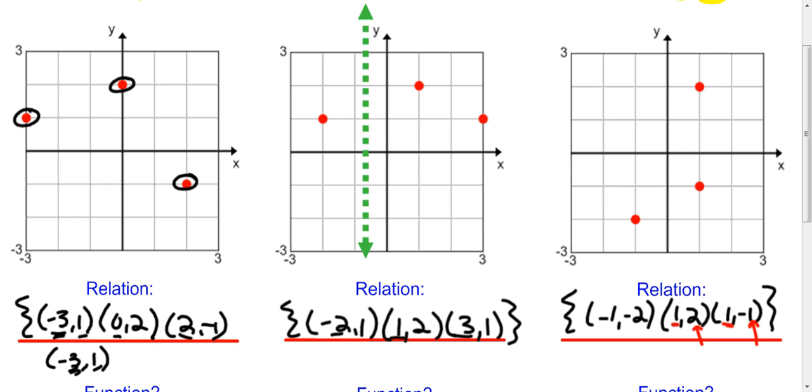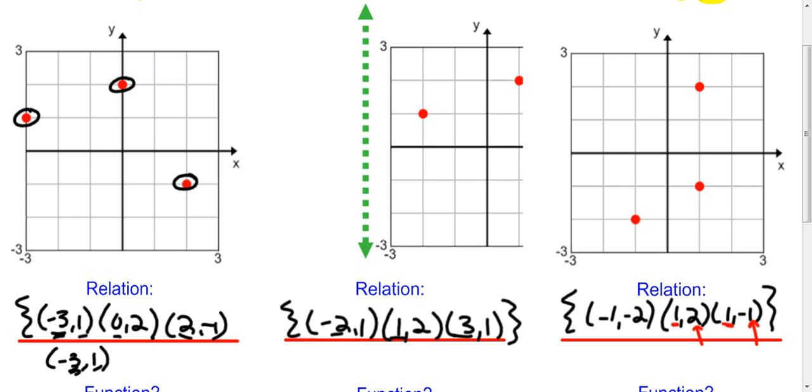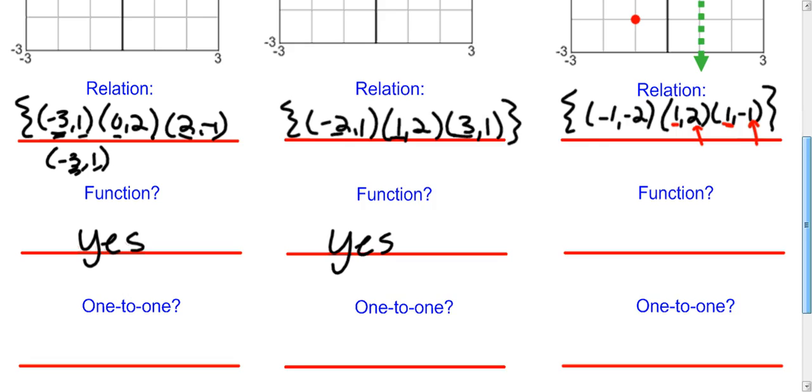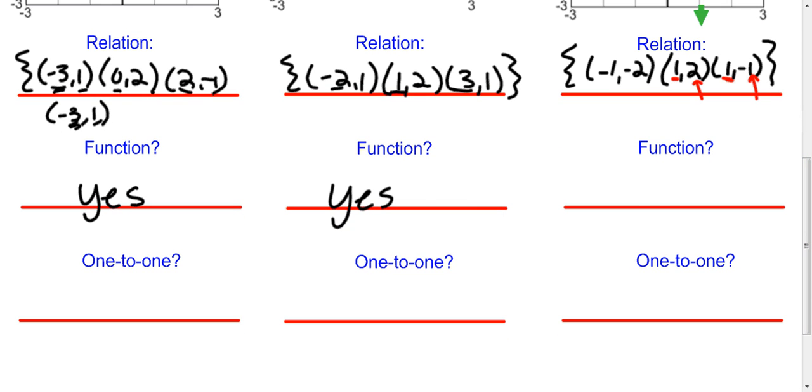So when you have repeated x's, the same x with different y's, that's not okay. You can tell that graphically because if I go over here and I draw my vertical line right here, you can see that my vertical line is passing through more than one coordinate at a time, which makes it not a function. So this one is not a function.